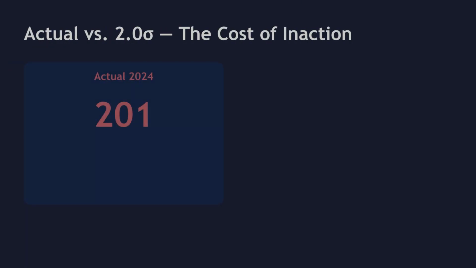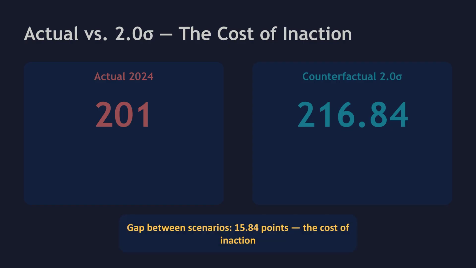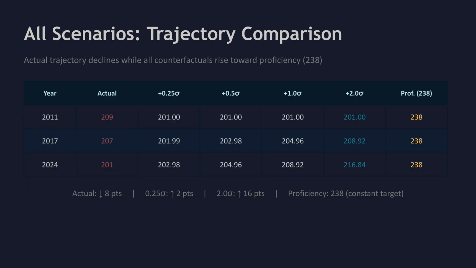The actual 2024 score is 201, compared to a counterfactual 2.0 sigma score of 216.84. The gap between these scenarios is 15.84 points, which represents the cost of inaction. Comparing the actual trajectory, which declines by 8 points, with all counterfactuals, we see the actual path moving away from proficiency, 238, while the modeled trajectories move toward it. The potential gains range from 2 points in the 0.25 sigma scenario to 16 points in the 2.0 sigma scenario.